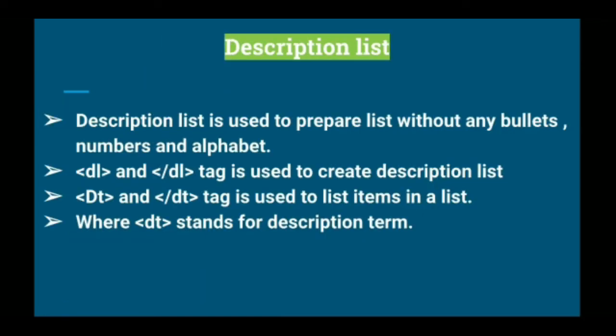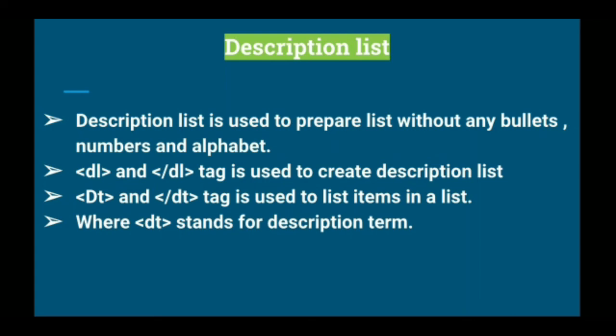So now we will discuss our third type of list, that is the description list. The speciality of this list is that it is used to prepare a list without any bullets, numbers or alphabets. Meaning if you want to list things without any prefix, then you can use this description list. To create this list we use the DL tag, where DL stands for description list. And to insert list items we use the DT tag. So DT stands for description term.